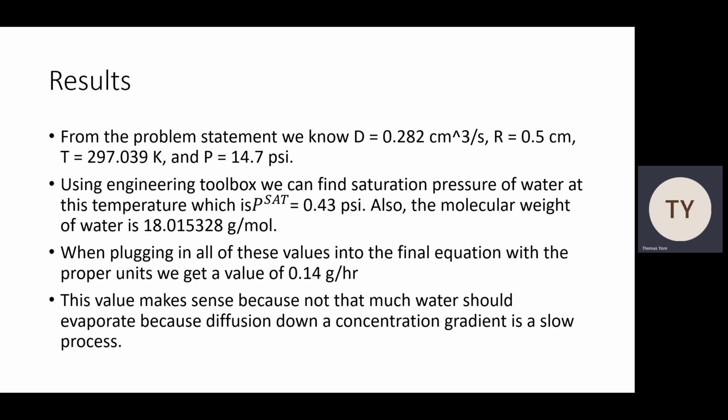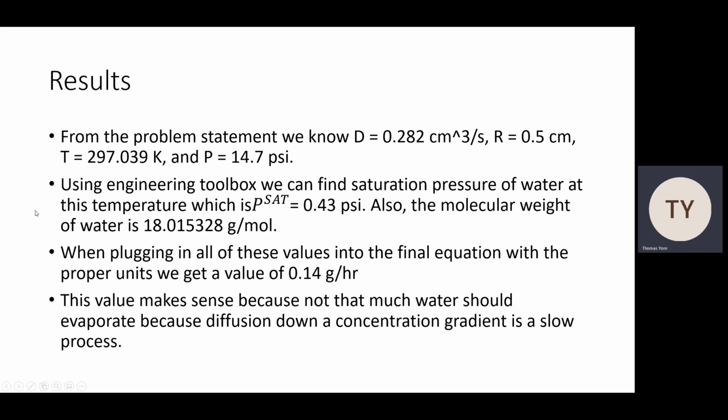Now we have all the information we need to solve the problem, so all that's left is plugging in with the correct units. And when we do that, we get a value of 0.14 grams per hour. And when thinking about this value we get, it makes sense because not that much water should evaporate, because diffusion down a concentration gradient is a slow process, as we have learned in this class.